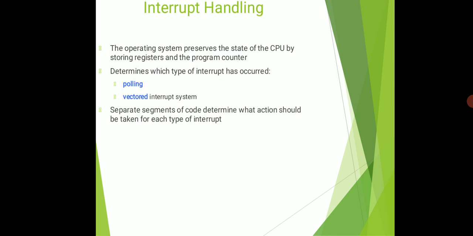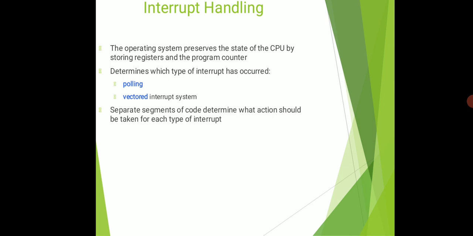So next one is interrupt handling. How can we handle the interrupt? We have lots of ways. Here we are going to see two interrupt handling techniques. The operating system preserves the state of the CPU by storing registers and the program counter. Determines which type of interrupt has occurred. Polling, vectored interrupt system. So very, very important. These are the two interrupt handling techniques in our OS. By using these two techniques, we handle the interrupts in the system.